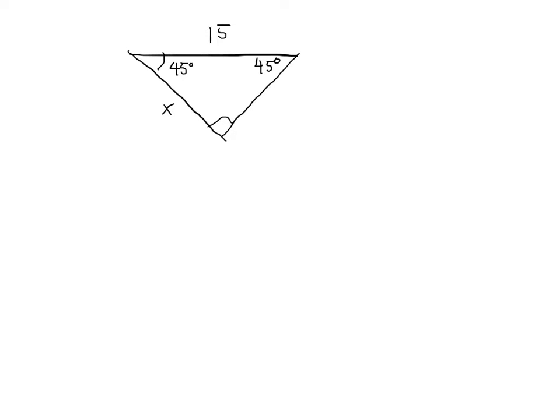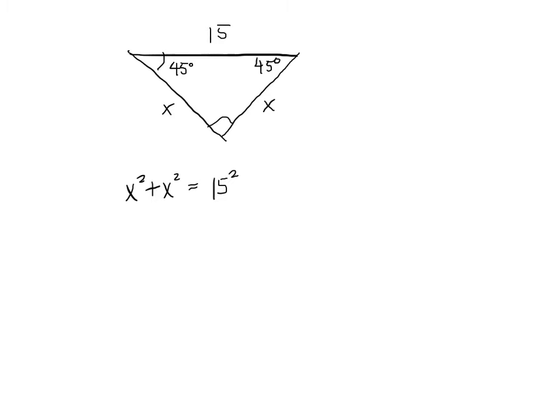What else can I label? That these two sides are the same, so this is also x. And then the Pythagorean theorem tells us x squared plus x squared. So each of those are half of 45. Half of 45? Or half of 15, sorry.